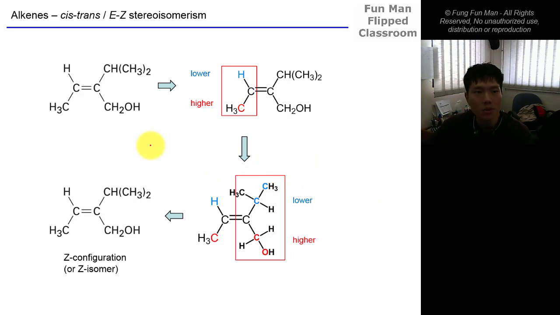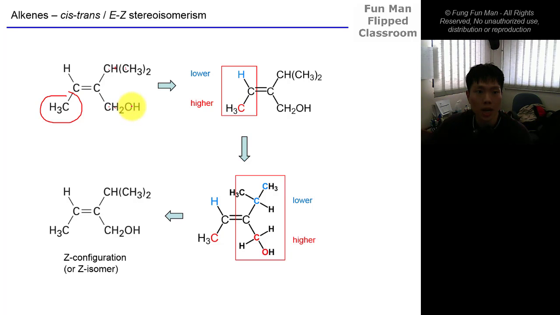Let's try some examples. Apparently this has a higher priority because H is always the lowest. What about this side? Take a look here. C, draw. H, C, C, H, H, O.